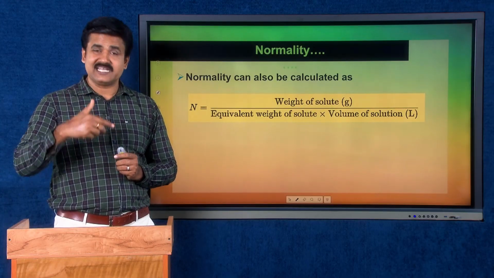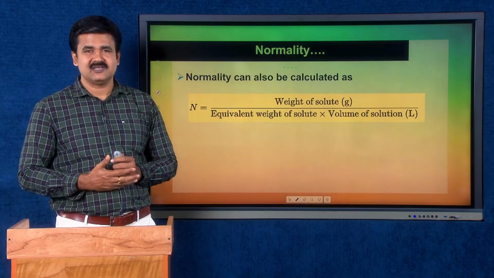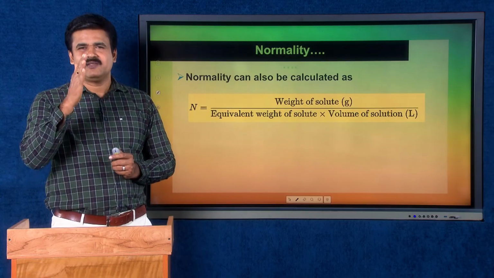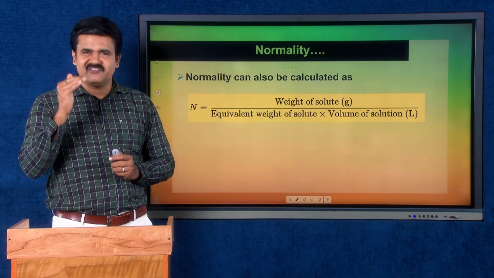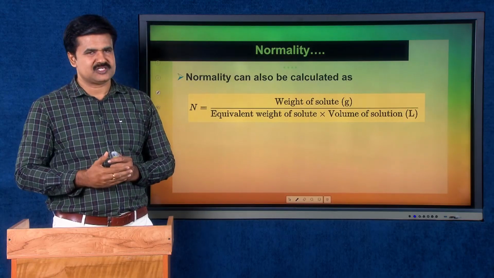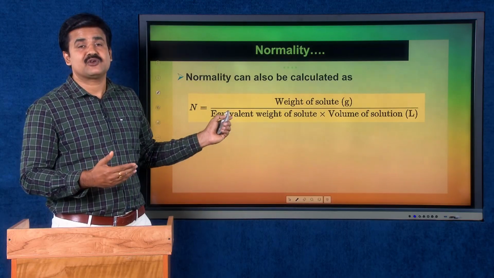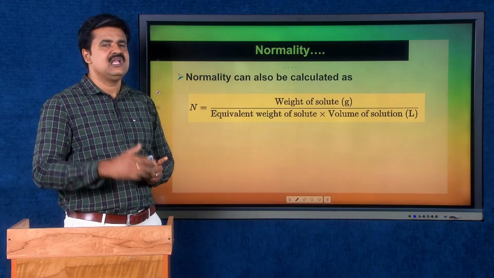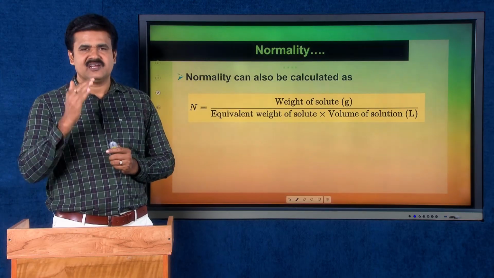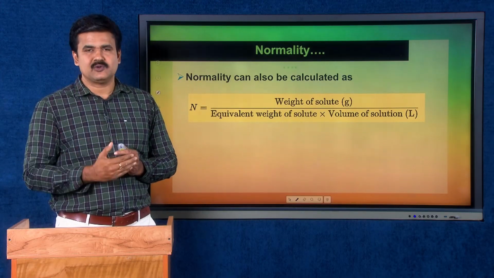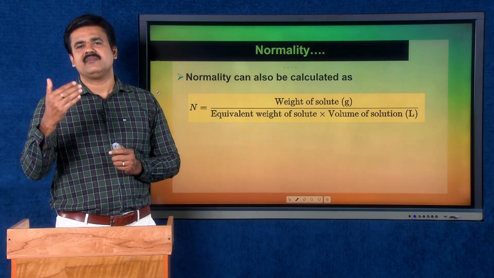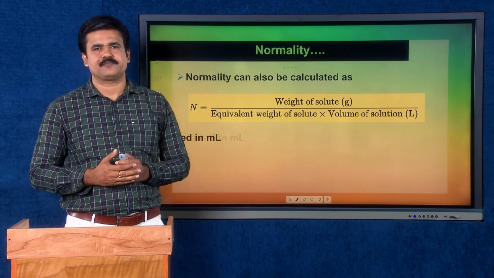So, in order to get the number of equivalents of the solute, you have to divide the weight of solute by the equivalent weight of the solute. That's why the expression for normality now changes to weight of solute in gram divided by equivalent weight of solute into volume of solution in liter.